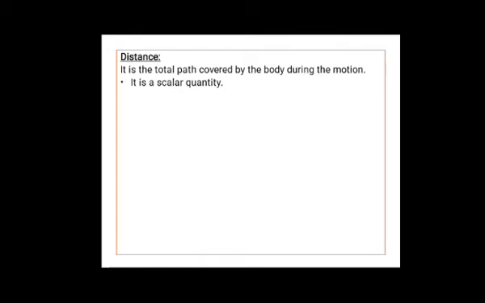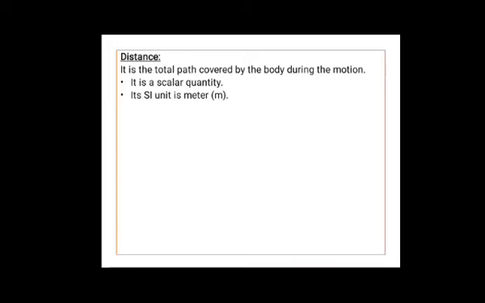Okay. Now let us see something very interesting, that is about distance. Very easy word. Already we know about distance and displacement, correct? Now let us see about distance. Distance is the total path covered by the body during the motion. It means it is the path covered by the body. These are some points which are related to distance. Since you are concentrating only on the path covered, it becomes a scalar quantity.